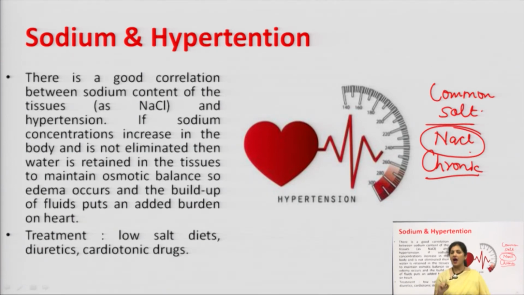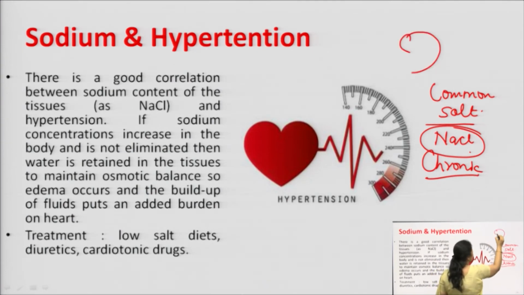Now this sodium ion concentration has to be maintained. इसको हमें उस लिमिट में ही मेंटेन करना है. Means that it has to be absorbed in the right amount, and it has to be excreted in the right amount. Fine. So what is the concept? That there is a good correlation between sodium content of the tissue and the hypertension. ठीक है. क्या relation है? If sodium concentration increases in the body and is not eliminated, we saw that it is absorbed from the intestinal tract, then what is the kidney?